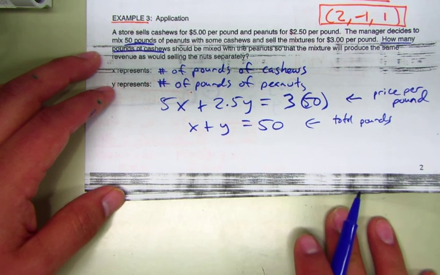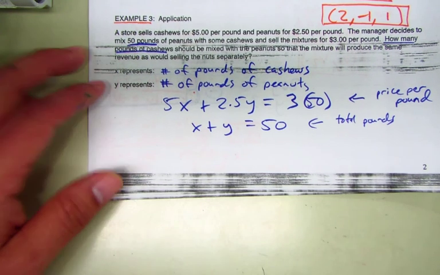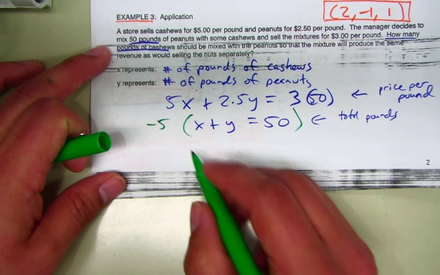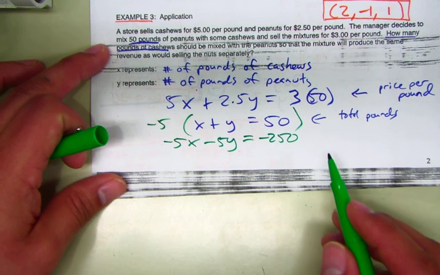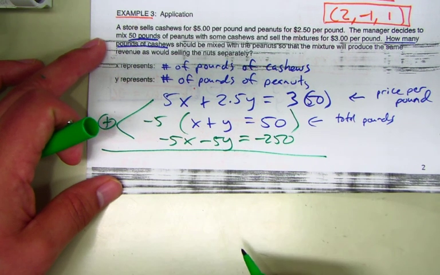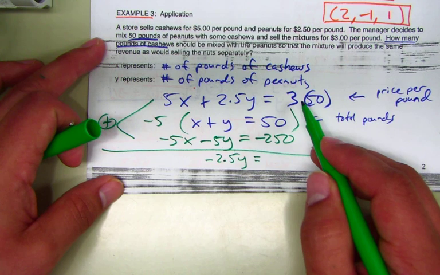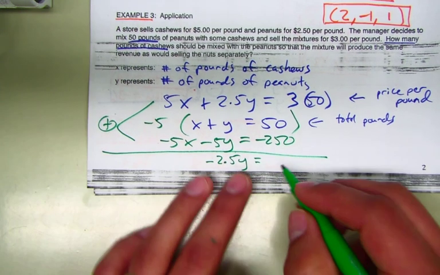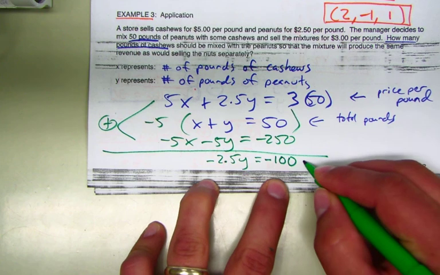And now, should be hopefully straightforward to solve. How do you guys want to solve this one? Sure. Times negative 5 to the bottom one. So now that's negative 5x minus 5y minus 250. And then we're going to add top with bottom, right? So that's going to give us negative 2.5y. 3 times 50 is really 150, right? So 150 minus 250 is negative 100. Divide by negative 2.5. What's y?